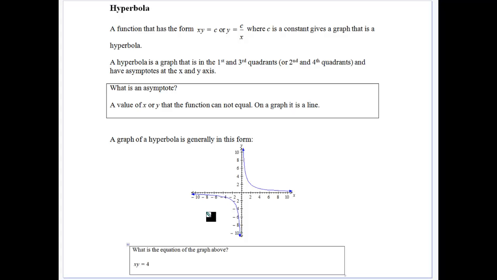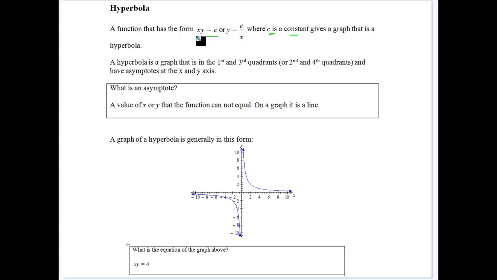Now we want to look at graphs of hyperbolas. A hyperbola has an equation that's in this form: x times y equals c, or y is equal to c over x, where c is some constant. So just a number.